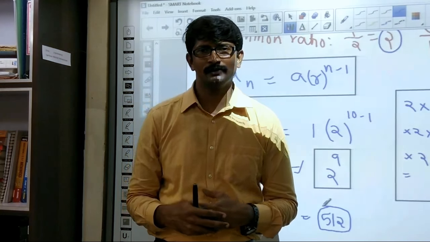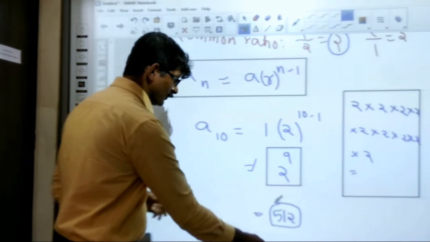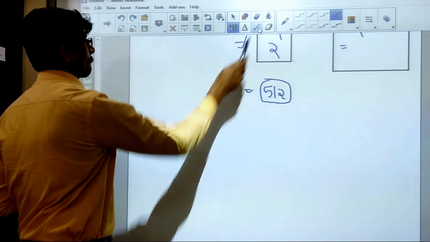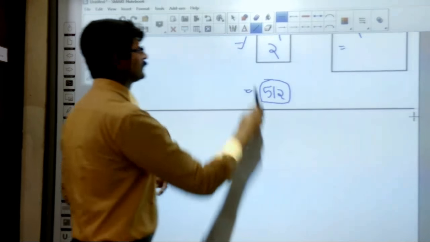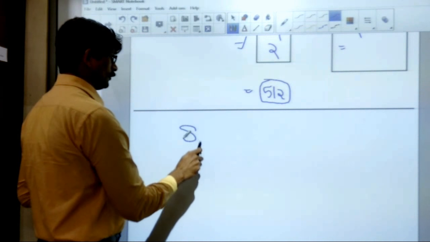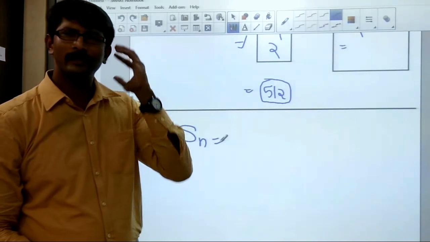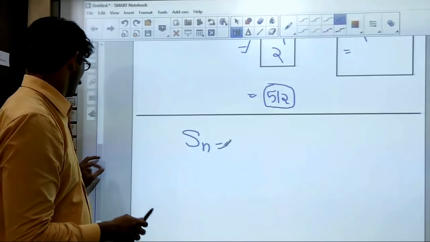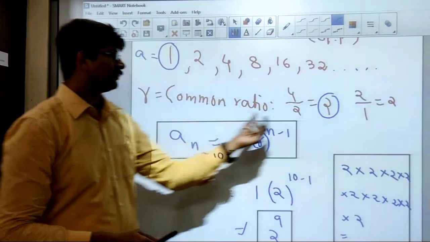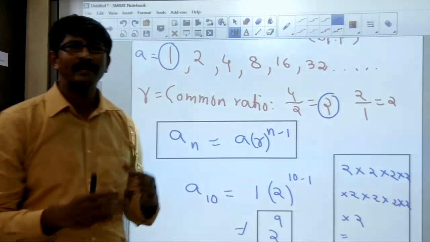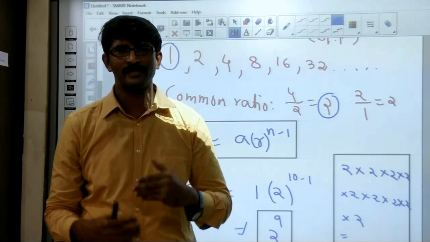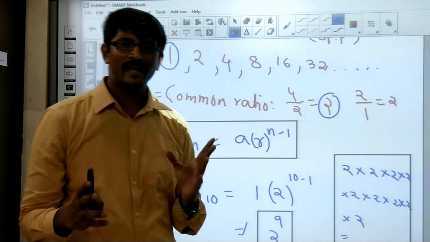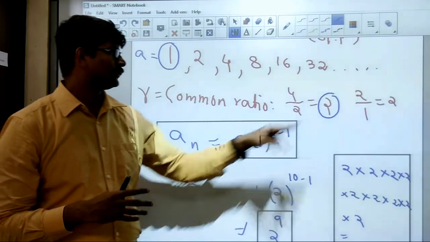And now the next thing comes in the picture: some specific terms, like what is S_n? And one more thing I forgot to tell you: this r can be a negative number, or a positive number, or a fraction. Just remember that r cannot be 0. It can be 1, it can be positive, it can be negative.